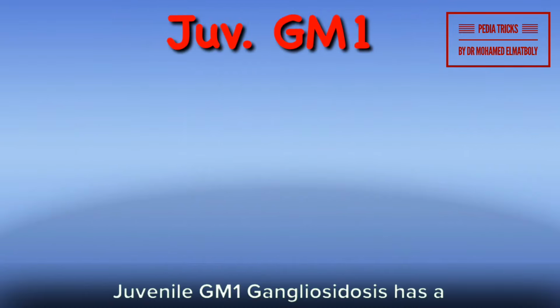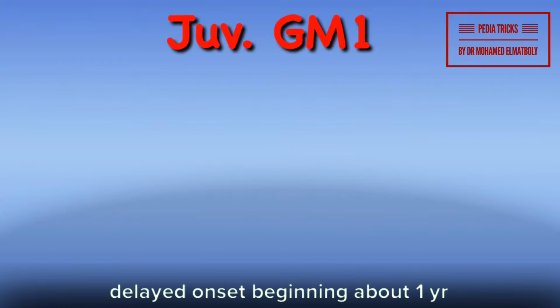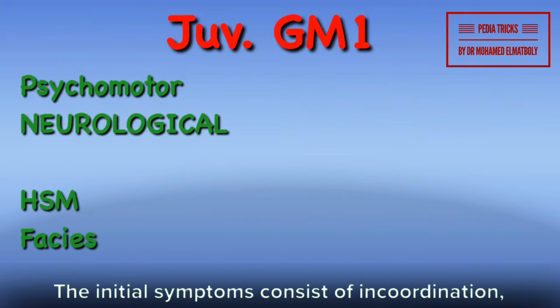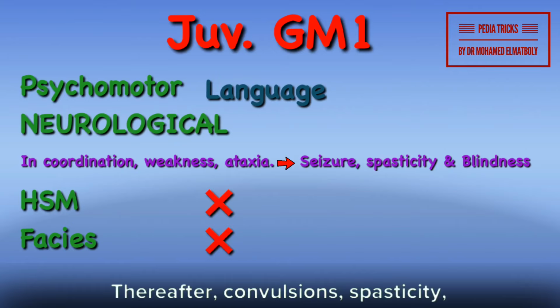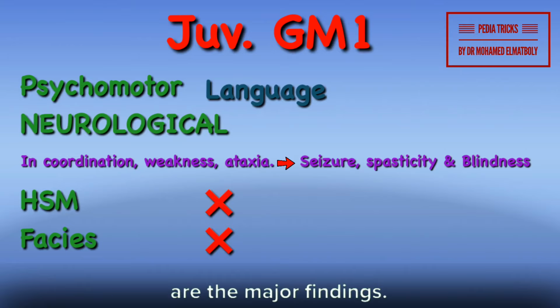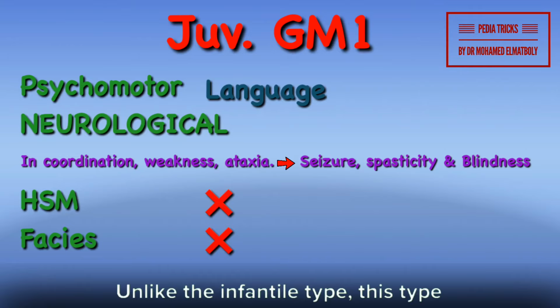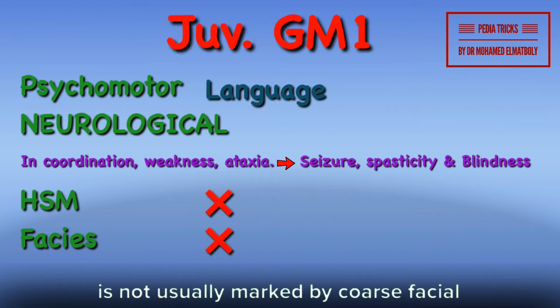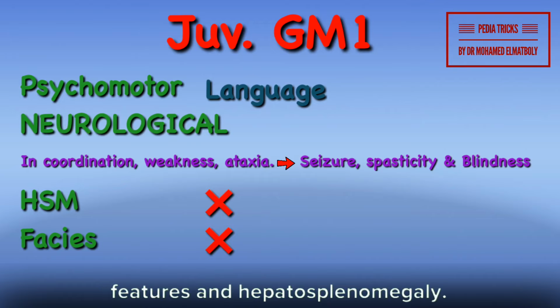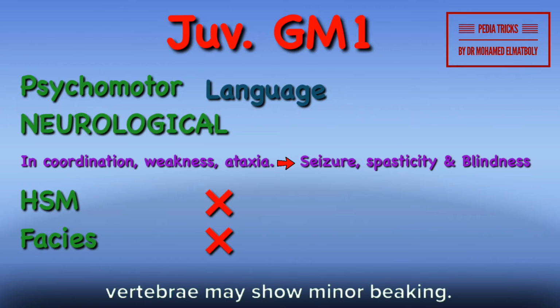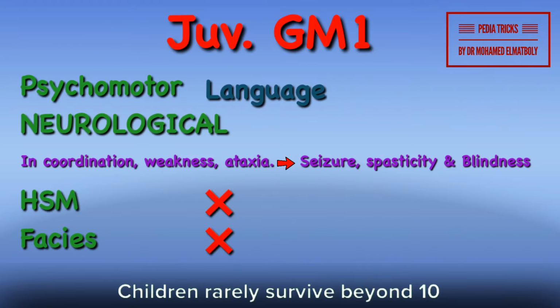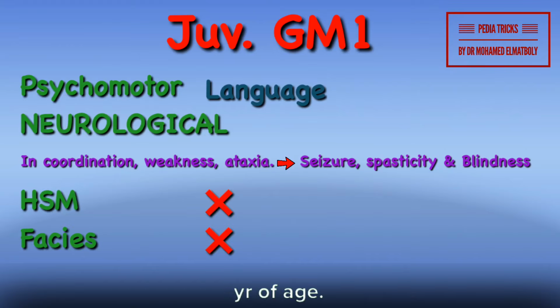Juvenile GM1 gangliosidosis is a delayed onset type beginning about 1 year of age. The initial symptoms consist of incoordination, weakness, ataxia, and regression of language. Thereafter, convulsions, spasticity, decerebrate rigidity, and blindness are the major findings. Unlike the infantile type, this type is not usually marked by coarse facial features and hepatosplenomegaly. Radiographic examination of the lumbar vertebrae may show minor beaking. Children rarely survive beyond 10 years of age.